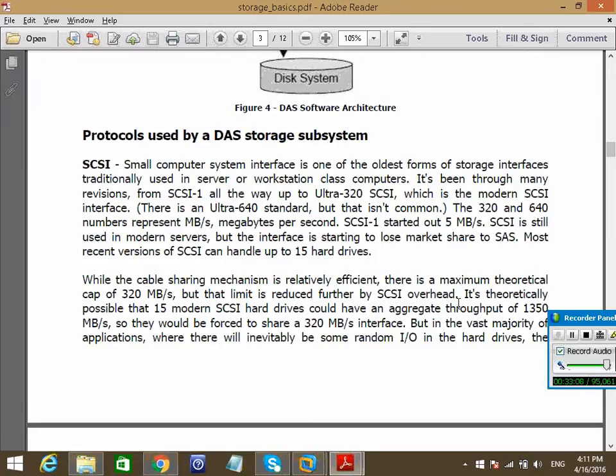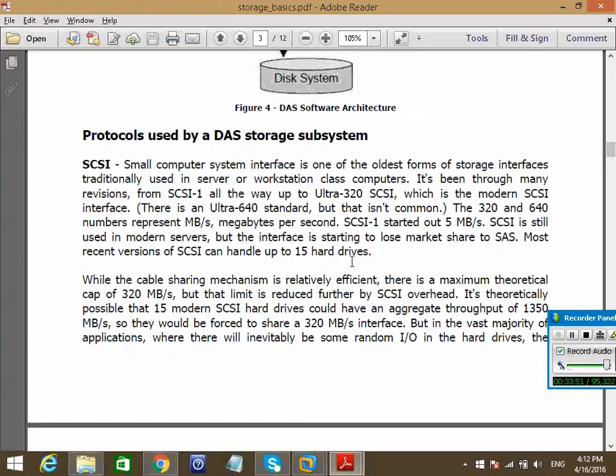So these words are the different types of technology. SCSI is pronounced as "scuzzy". SCSI means small computer system interface. It is one of the oldest common storage interfaces, traditionally used in server or workstation class computers. It has been through many revisions, where you have different versions of SCSI. These recent versions can handle up to 15 hard drives.